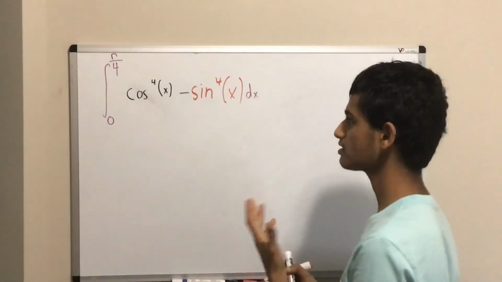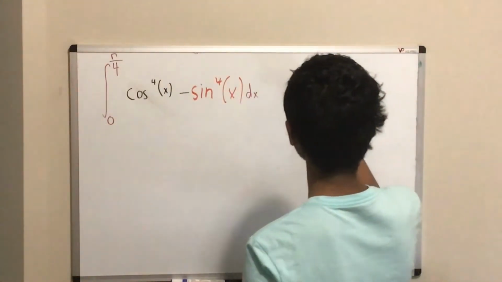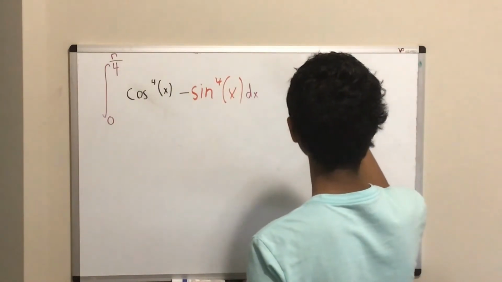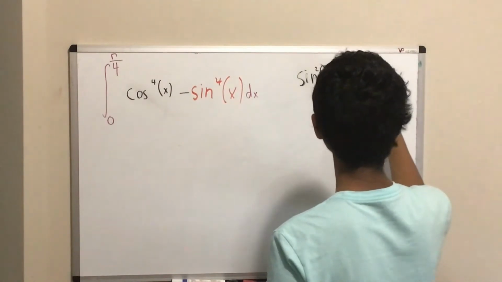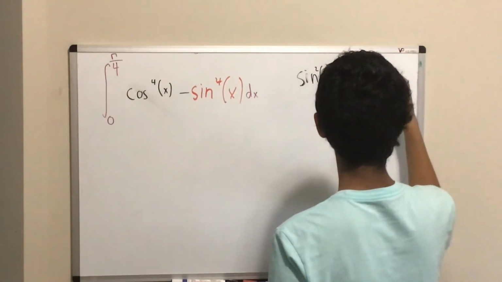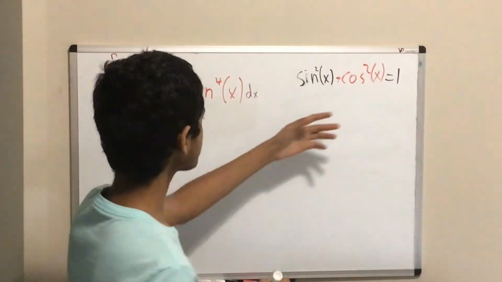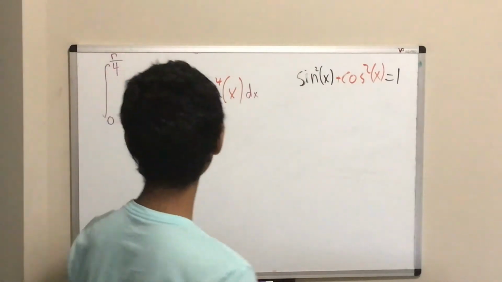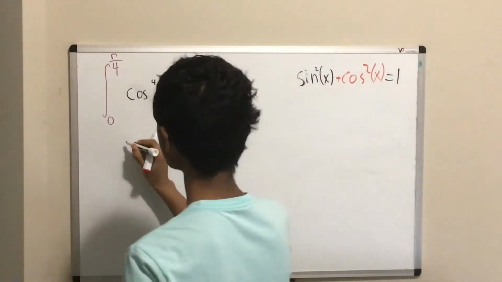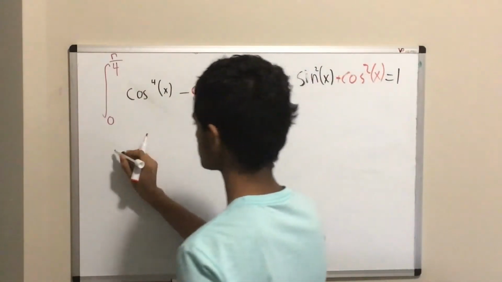But let's try using the Pythagorean identity, which basically states that sine squared of x plus cosine squared of x equals 1. Let's see, maybe we can apply some of that in order to solve this. The first step is to try rewriting cosine to the fourth of x and sine to the fourth of x.